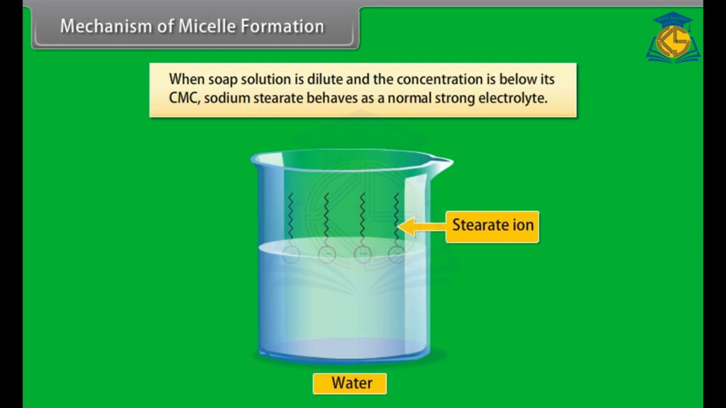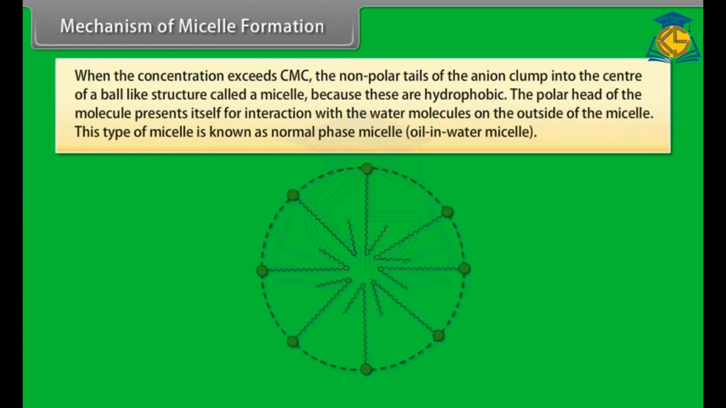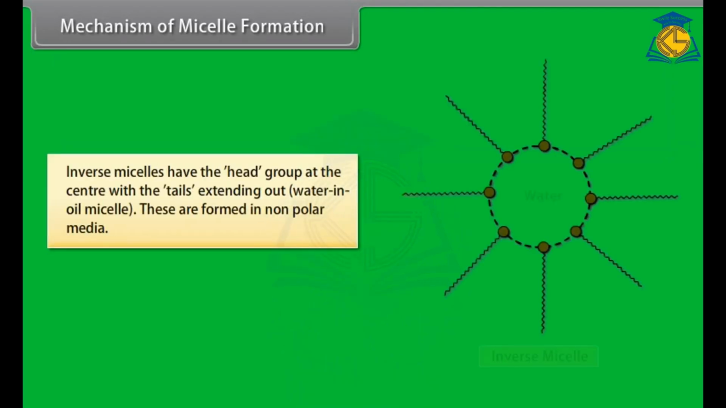When soap solution is dilute and the concentration is below its CMC, sodium stearate behaves as a normal strong electrolyte. When the concentration exceeds CMC, the non-polar tails of the anion clump into the center of a ball-like structure called a micelle, because these are hydrophobic. The polar head of the molecule presents itself for interaction with the water molecules on the outside of the micelle. This type of micelle is known as normal phase micelle. Inverse micelles have the head group at the center with the tails extending out. These are formed in non-polar media.